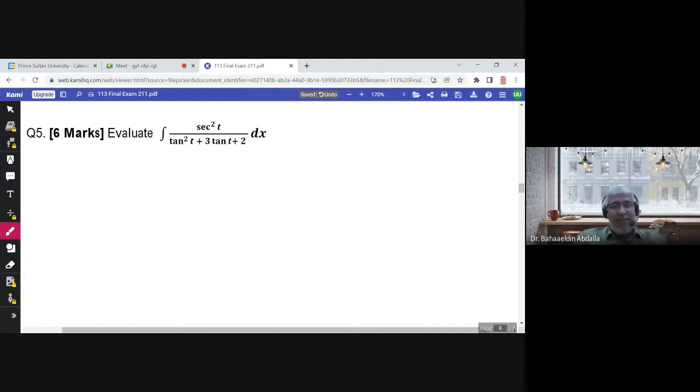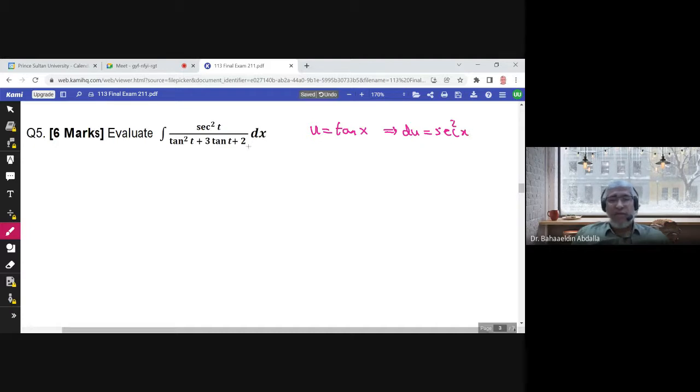Evaluate this integral. Well, I have secant square, I have tan square, tan. I know that the derivative of tan is secant square. So what if I take u as tan x? Du would be the derivative of tan, which is secant square.